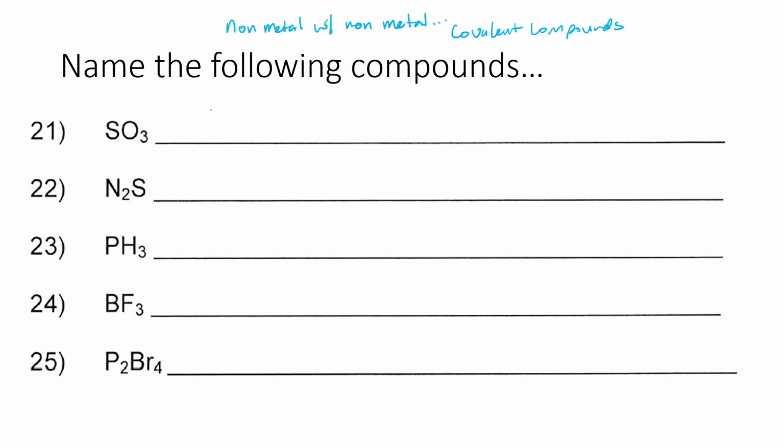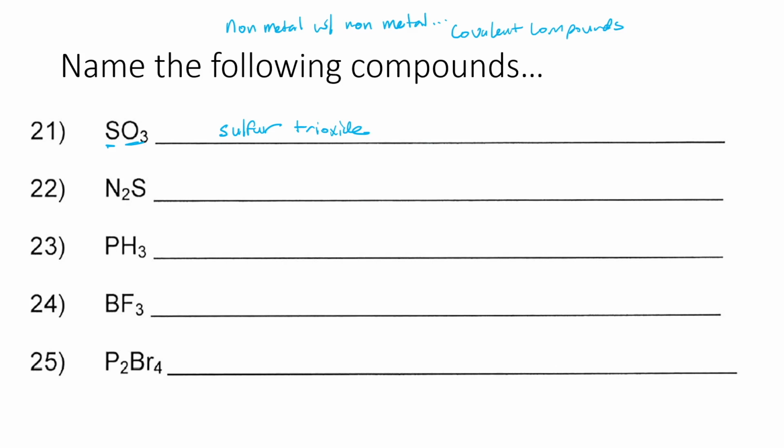So this first one has 1 sulfur and 3 oxygens. For the first name of the compound, it's going to be sulfur. You don't have to do mono-sulfur because it's understood that when it's the first name and there's not anything in front of it, that's a 1. And then the next one will be trioxide for the 3 oxygens. So sulfur trioxide, 3 for tri.